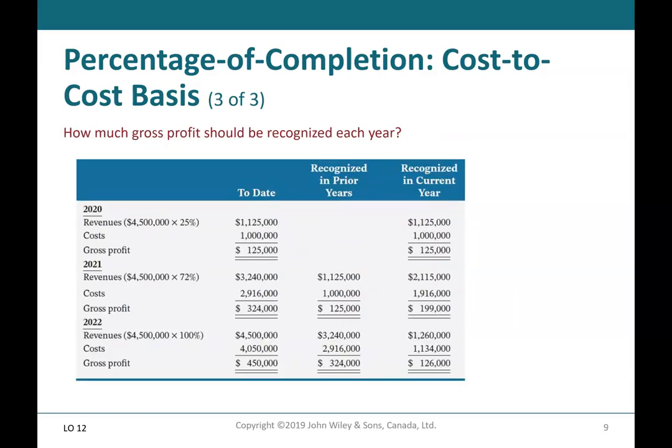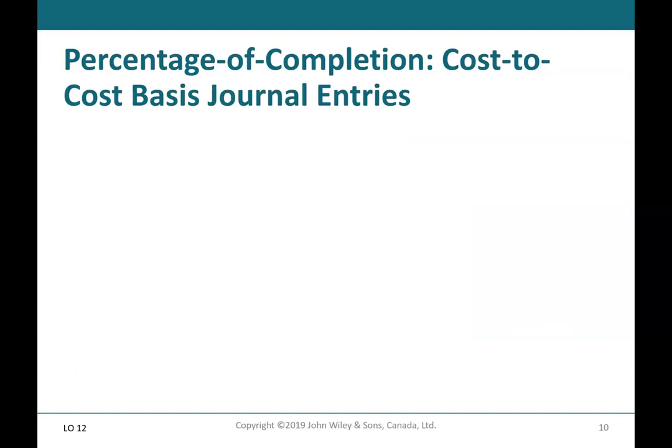Percentage of completion, cost-to-cost basis, 3 of 3. How much gross profit should be recognized each year? So we'll just use 2020 as the example again. To date, revenues, 4.5 million times 25% is 1.125 million. Costs, 1 million. Gross profit, 125,000. Recognized in prior years, 0. Recognized in current year: revenue 1.125 million, costs 1 million, gross profit 125,000. How is this information recorded?